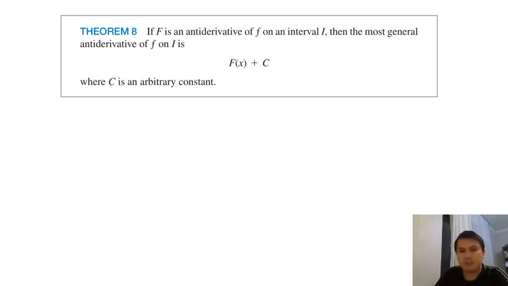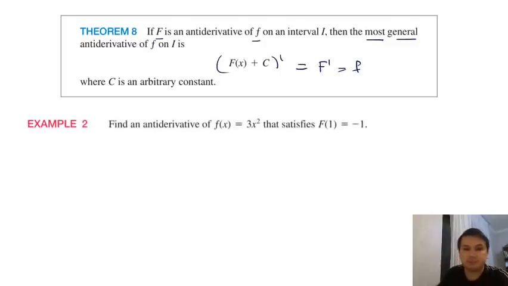The theorem tells us the following. If capital F happens to be an antiderivative of little f, then in fact, capital F plus any constant is also an antiderivative. And in fact, this is the most general form of antiderivative, right? So if you take the derivative, we'll get simply F prime, which is little f. And this is the most general form. There are no other antiderivatives.